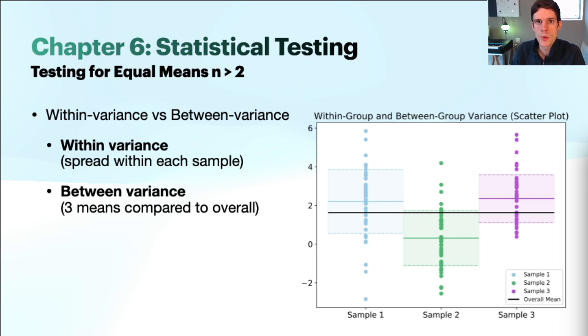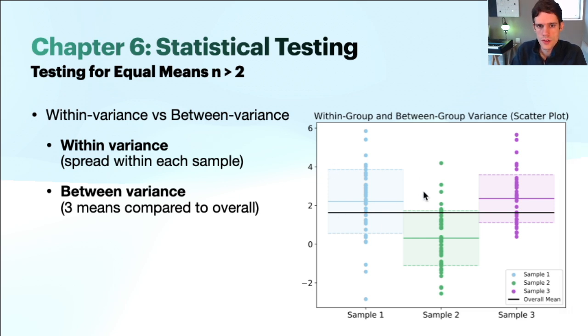And then what the between variance quantifies is the spread of the sample means, so the colored horizontal lines, around the black horizontal line, because this is a measure for the spread of the sample means compared to this overall mean. And then what the ANOVA test does is that it compares these two variances with each other. Now, visually, this can be thought of as the following.